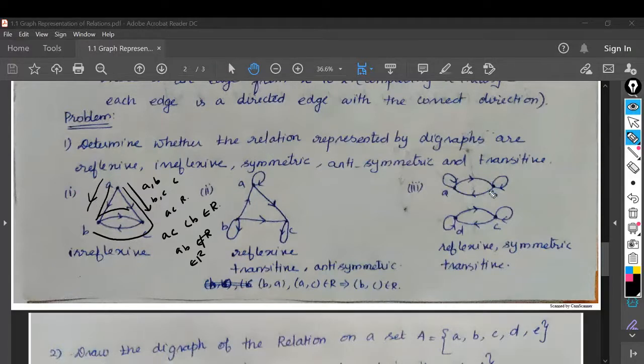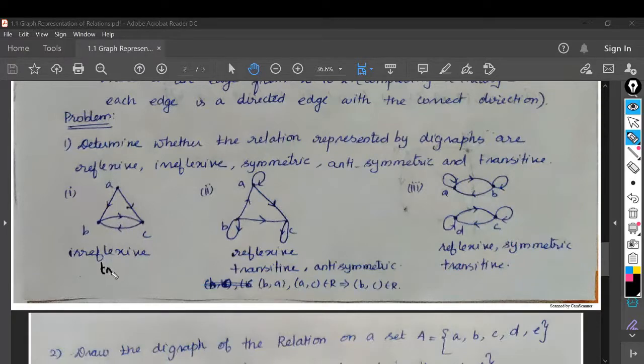So two pairs are satisfied. Is there any other option? BC cannot go here, CB, BA cannot go. So there are no other options. Whenever you have the pair, it is present in your relation. So this is actually transitive also. Sorry guys, I forgot to write that. Mark it as transitive. It is irreflexive and it is transitive.